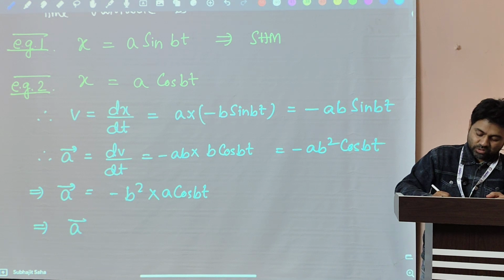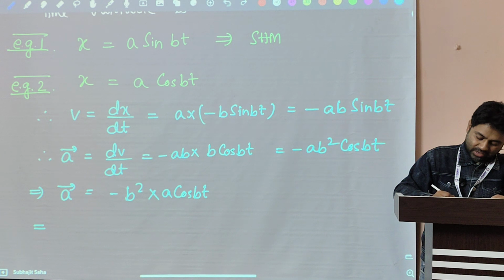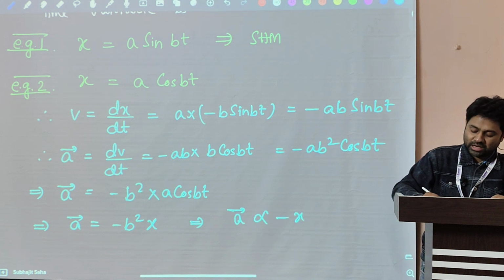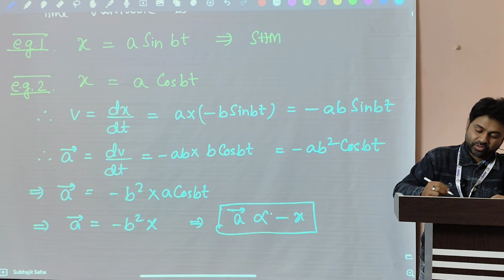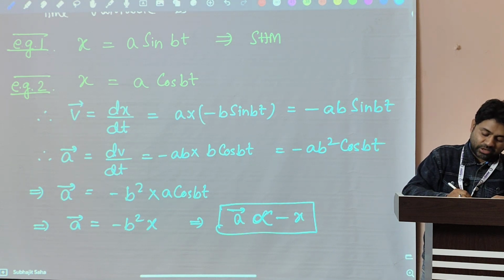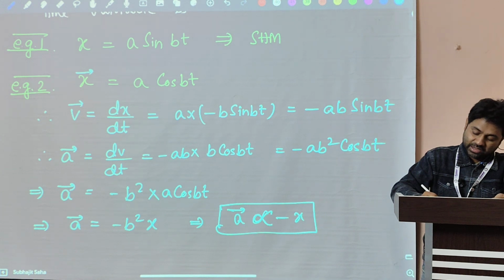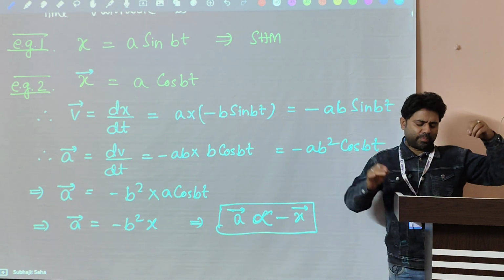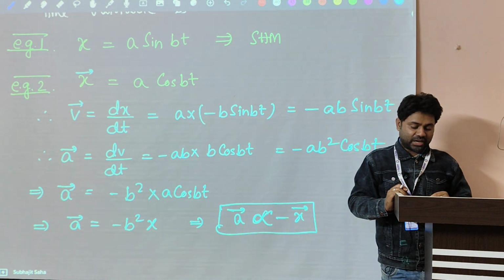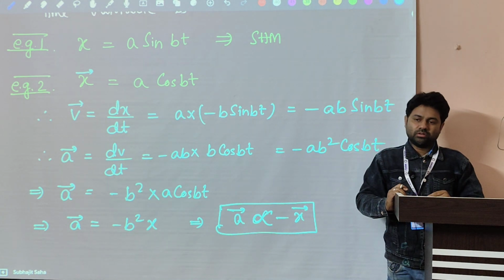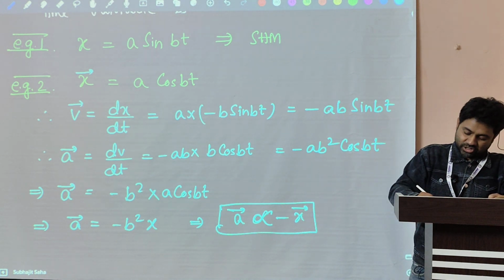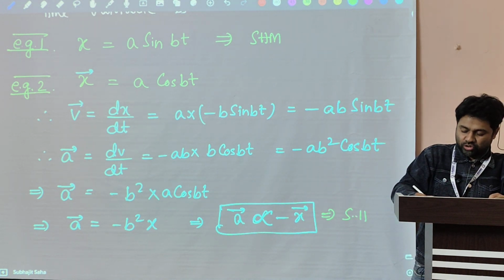See, from there you can write acceleration is equal to minus b square x again. Then next line you can write acceleration proportional to negative of x. If you wish, you can put vector sign on x, v and a everywhere. So see, here we also see that if displacement of a particle assumes the form a cos bt instead of sine, the relation a proportional to minus x is also valid for this equation. So it's an SHM. The motion is simple harmonic.